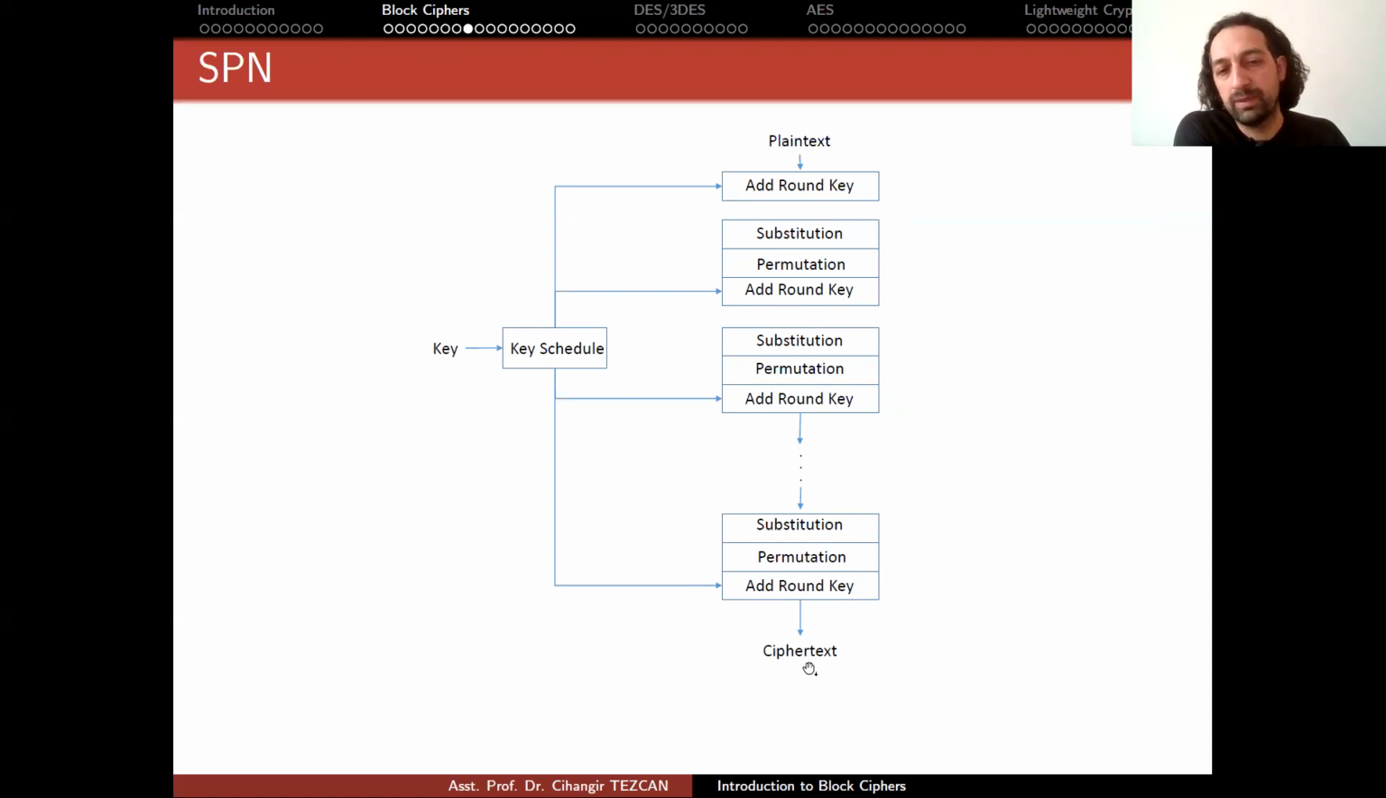So when the person obtains the ciphertext, if they know the key, they also perform the key schedule algorithm. This time they go from bottom to top, so they perform the inverse operation of all of these layers, permutation and substitutions, and obtain the plaintext block. So this is the main idea behind an SPN block cipher.